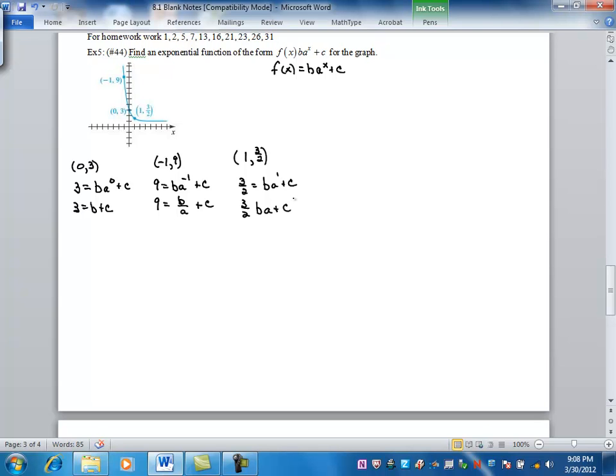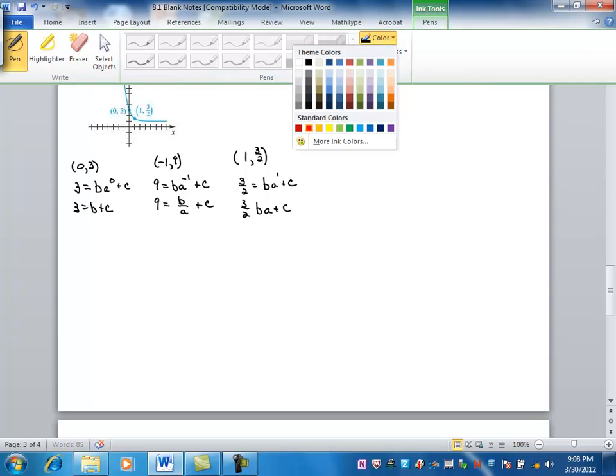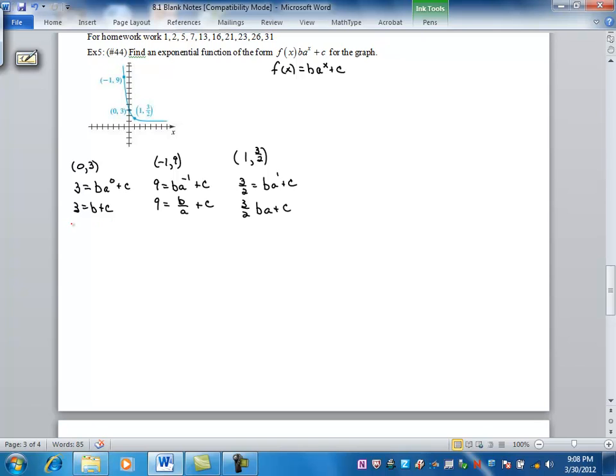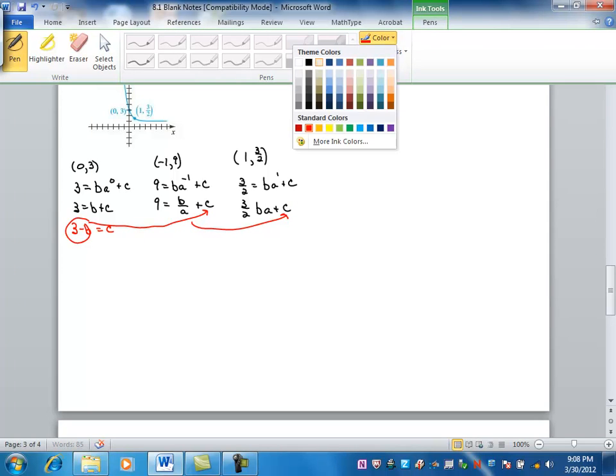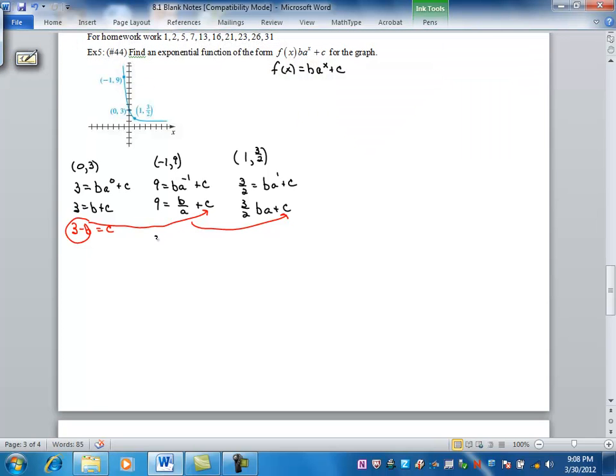Now, what you might notice here is that this equation over here is very easy to solve for c. And so what I'm going to do is take this 3 minus b and plug it in for c. I'm going to do it right here as well. So we have 9 equals b over a plus 3 minus b. And I can clear my fraction here: 9a equals b plus 3a minus ab.